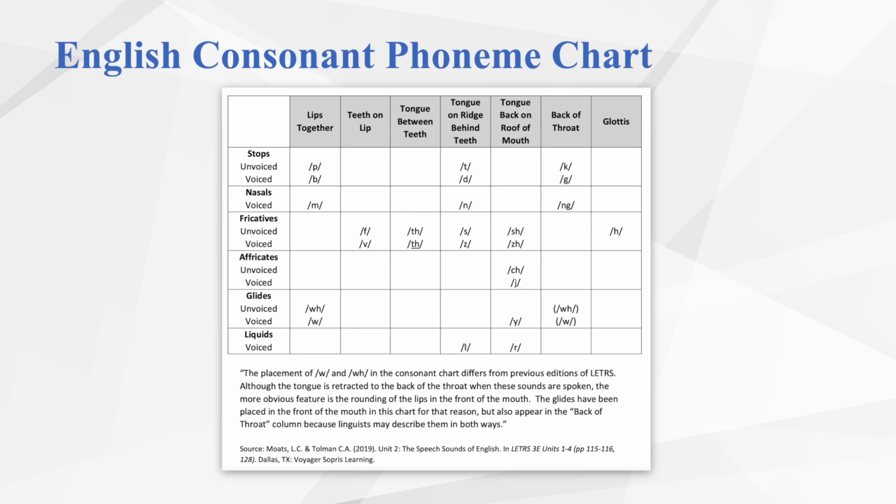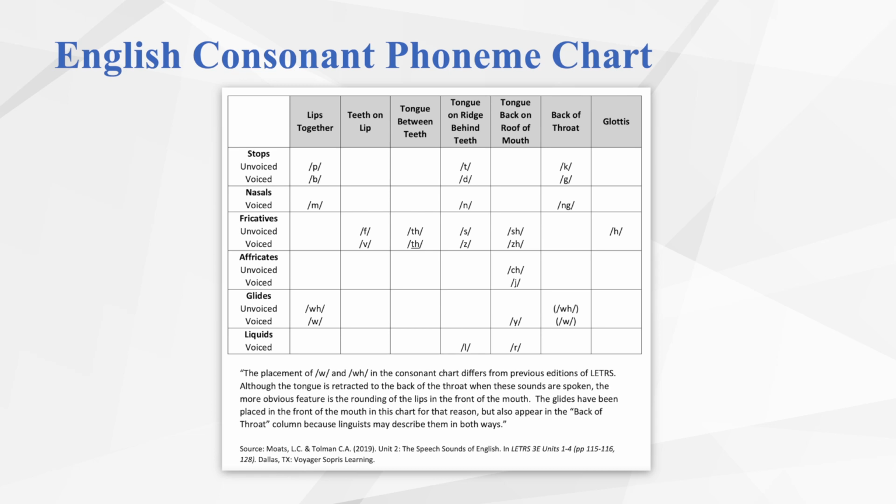This chart can be helpful in understanding why students make some common decoding and spelling errors. The top row shows where the consonants are placed in the mouth and what the mouth is doing. How are the lips, teeth, and tongue working? The first column classifies them by how they are spoken, the categories of speech sounds we've just discussed.